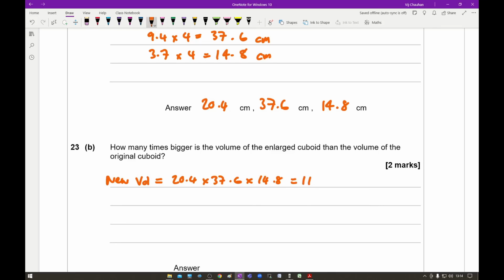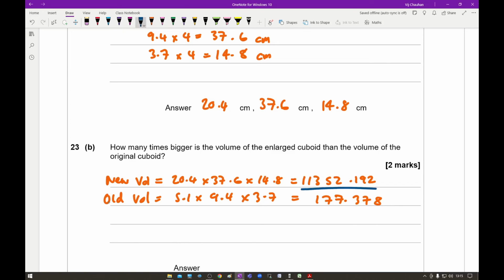Equals 11352.192. And if I work out the old volume using the original numbers, that's going to be 5.1 multiplied by 9.4 multiplied by 3.7, and that comes up to a total of 177.378. Then to work out how many times bigger, I just do the new shape divided by the old shape. So if I divide this calculation together here, that gives me an answer of 64.